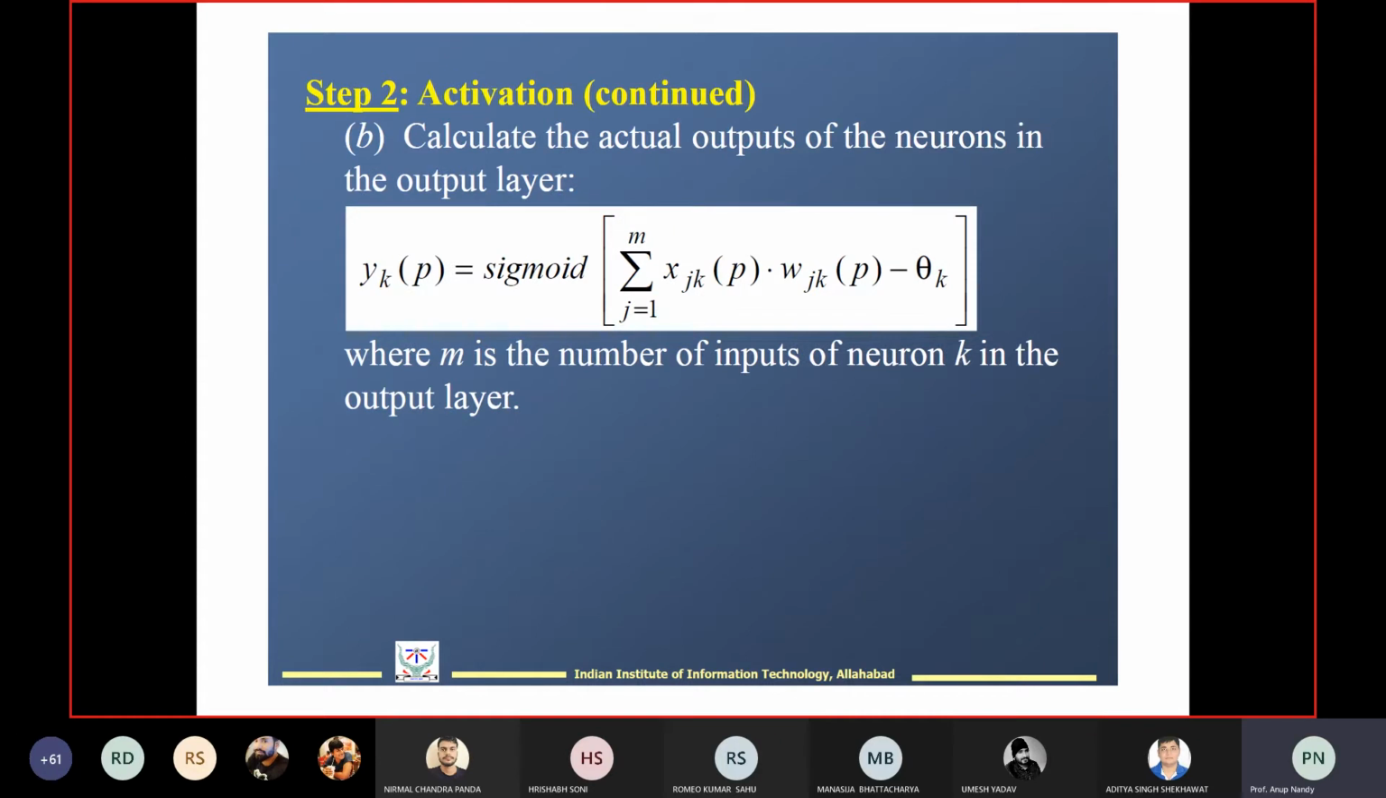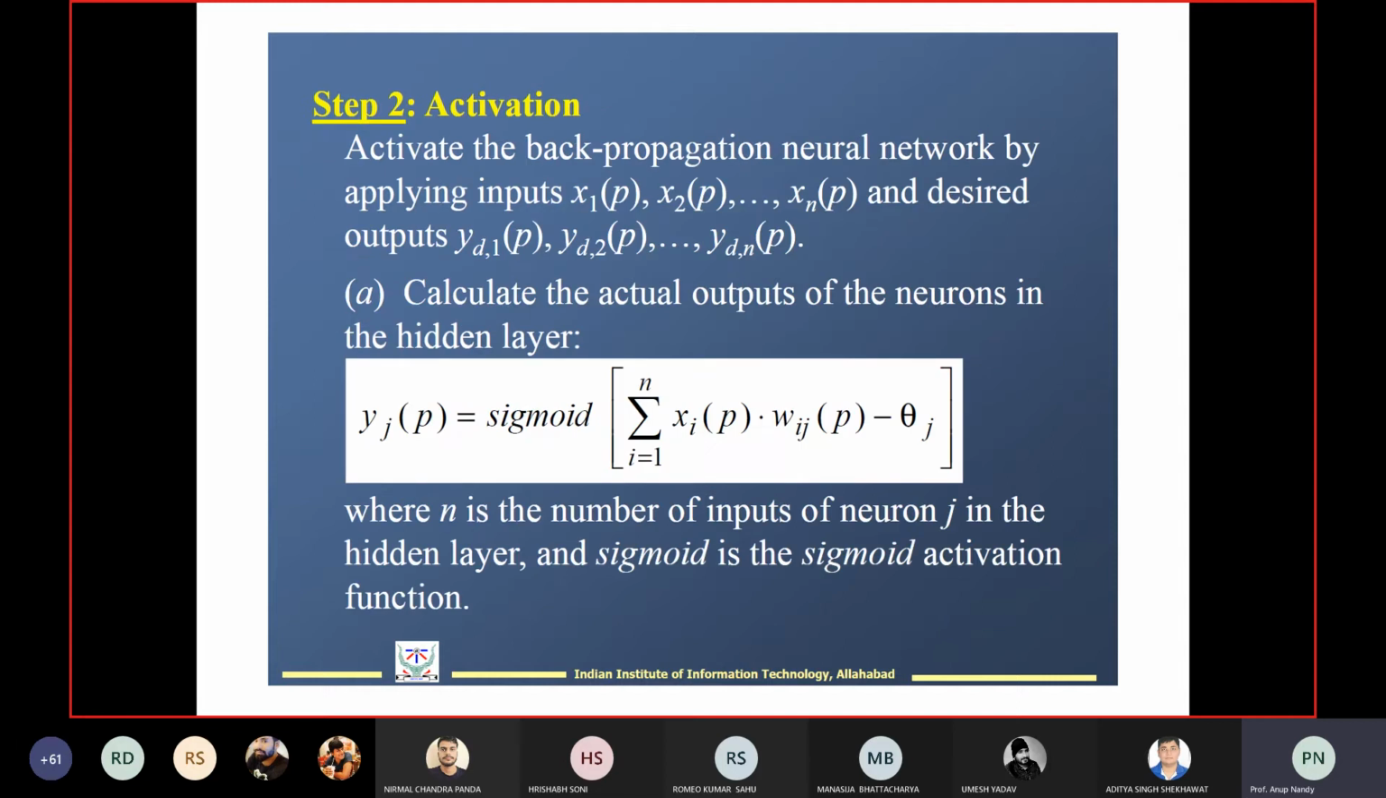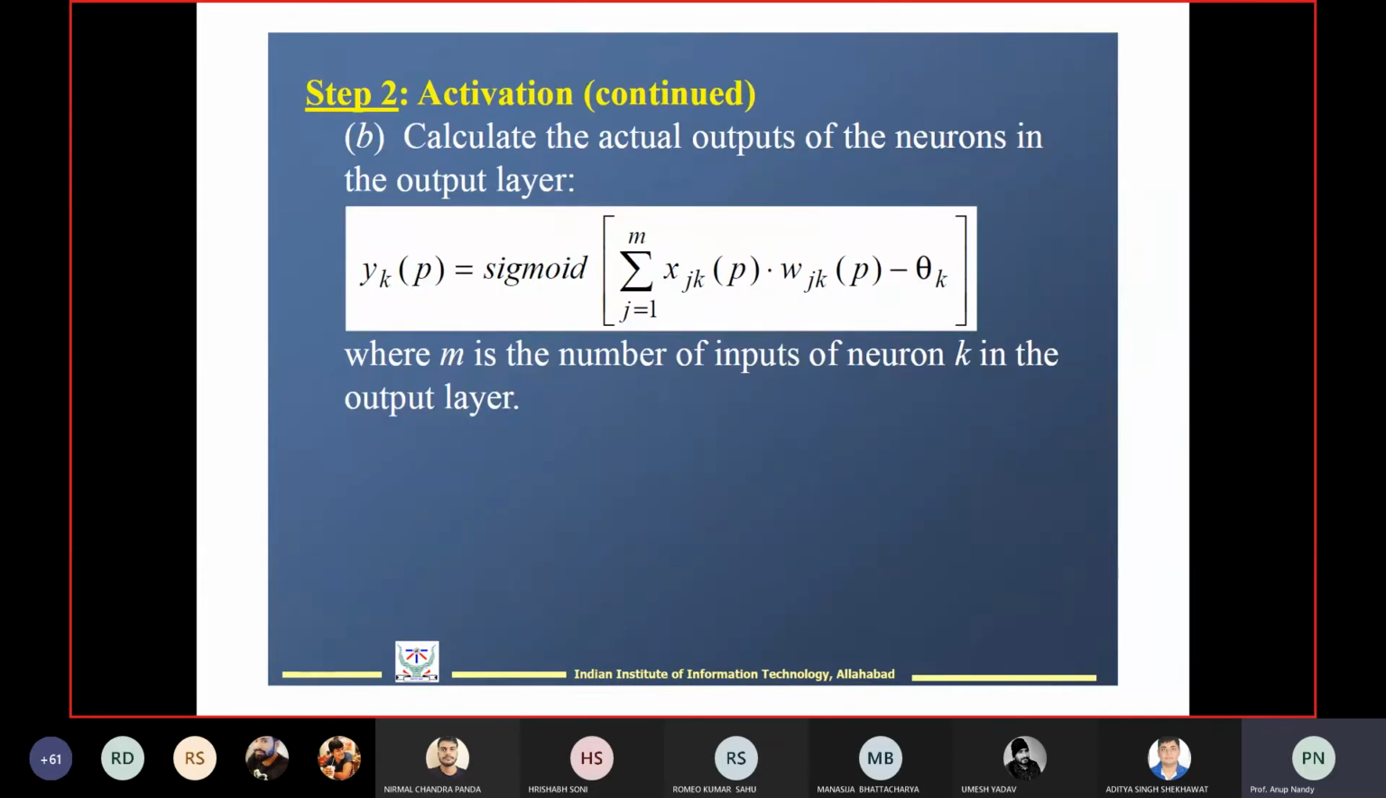Next, you have to calculate the actual output of the neurons in the output layer. So there are two things that you need to compute whenever you are going to do the backpropagation. One is the actual output of the neurons in the hidden layer, and the other is the actual output of the neurons in the output layer. So two things that you need to compute.